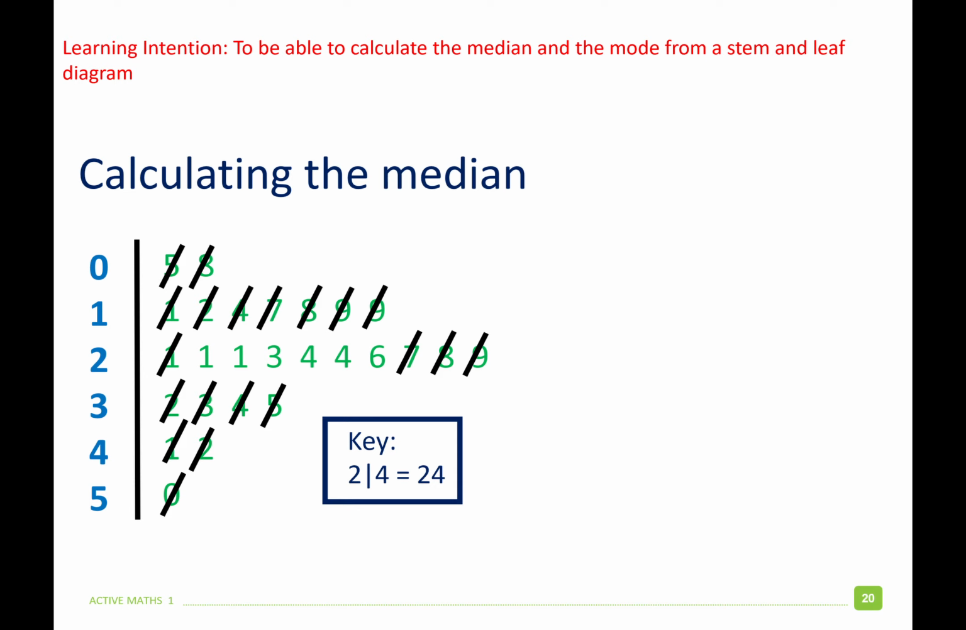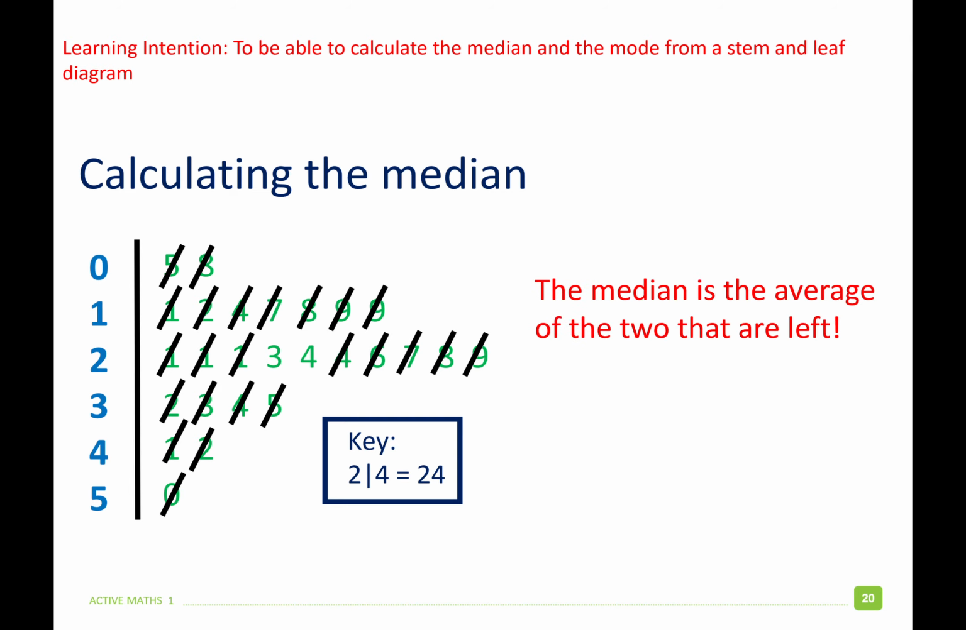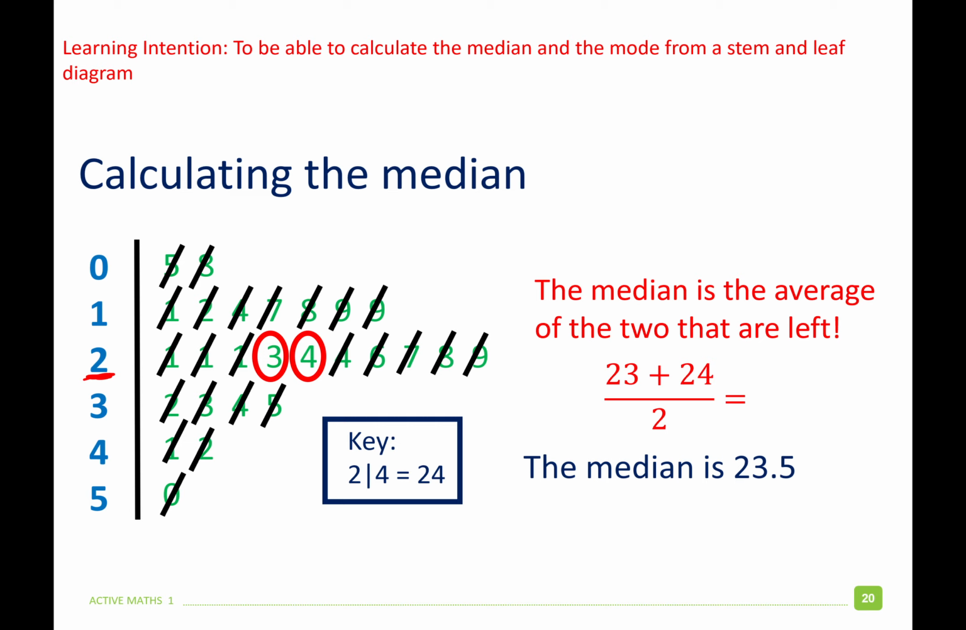So we continue crossing off our smallest and our largest values. The median is the average of the two that are left. Our two values left, our two leaves left, are 3 and 4. That means the two values that are left are 23 and 24. To find the median, we add up these values and divide by 2. 23 plus 24 divided by 2 gives us a median of 23.5.